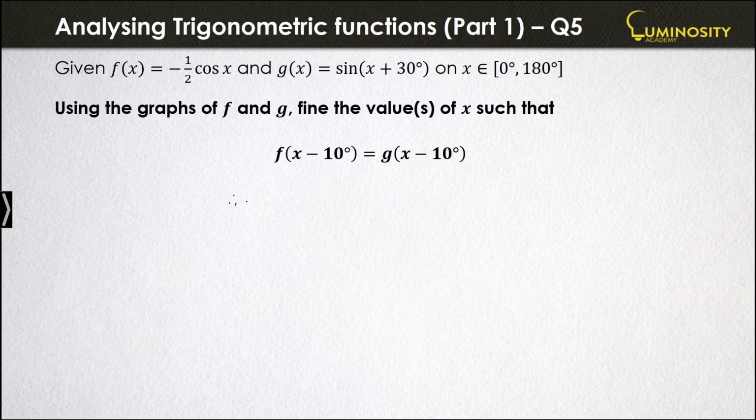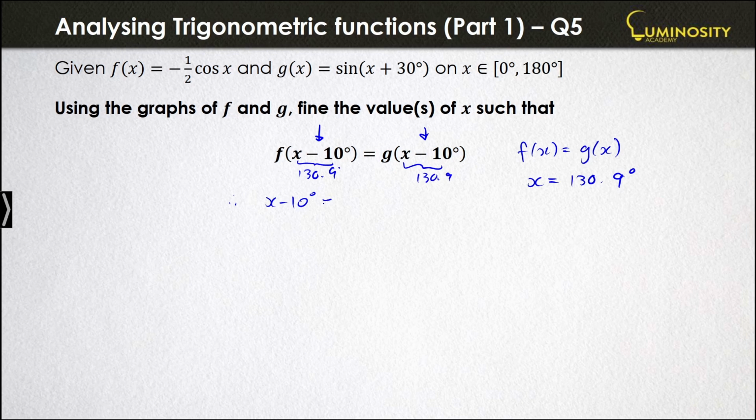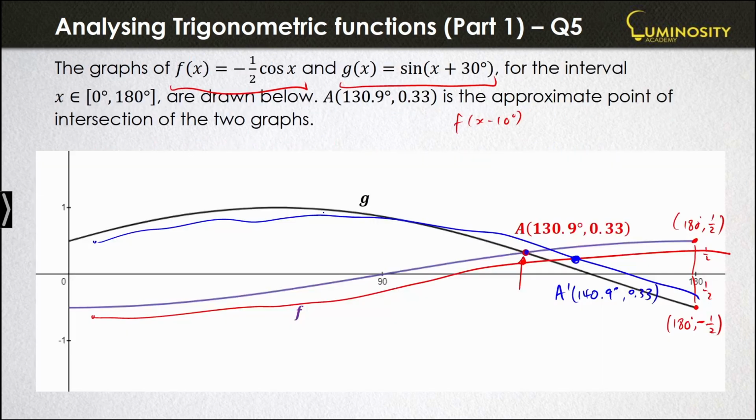We would then say that for x minus 10 degrees, this input here, the two graphs are equal to each other, f of x equals g of x, when x is equal to 130.9 degrees. So we want both these inputs to be 130.9 degrees, because then they are equal. So we have x minus 10 degrees equals 130.9 degrees. If I add 10 to both sides, we get 140.9 degrees. That's using the algebraic approach. Now look at that. Your algebraic approach and your geometrical logic gave you the same solution. It's nice when you can think about it in different ways and get the same answer.